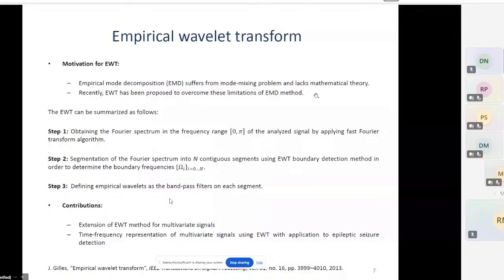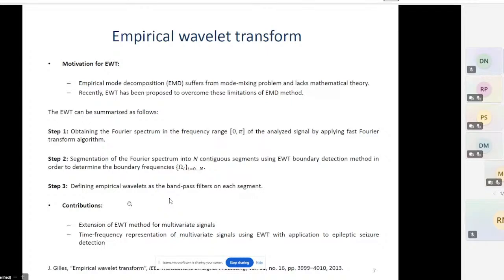So EWT has three steps. First, we obtain the Fourier spectrum in the frequency domain, by applying the fast Fourier transform. Then we segment the Fourier spectrum into different segments using the EWT boundary detection method. And for each segment, we design the empirical wavelets, and then we use a bandpass filter to separate out the intrinsic mode functions of the signal.